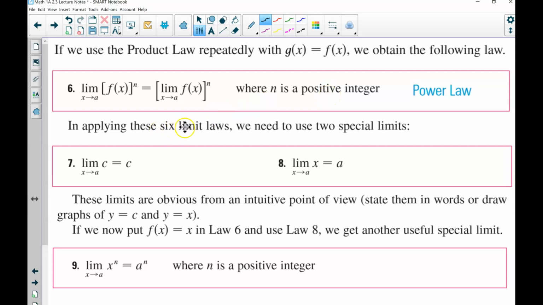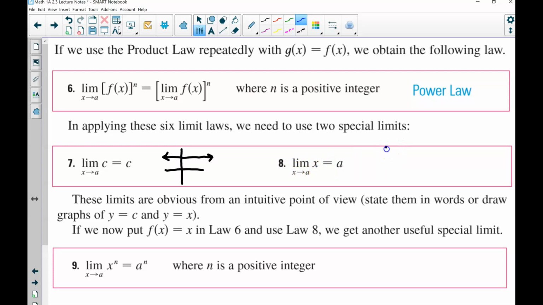Now, in applying these 6 limit laws, we need to use 2 special limits. Okay, now the limit as x approaches a of c equals c. Now keep in mind that this is a constant. So when you have a constant, what it's doing is representing a constant function, which is a constant line here. Okay, and then the limit as x approaches a of x is equal to a.